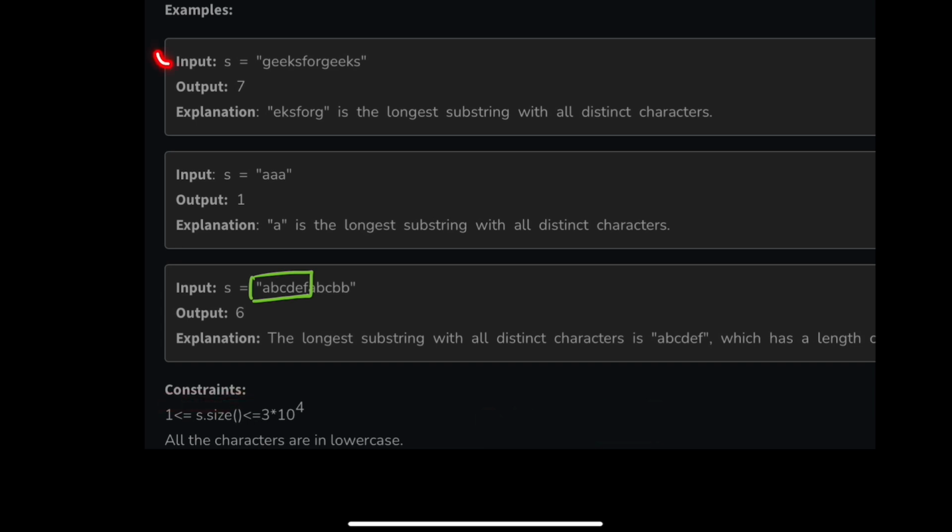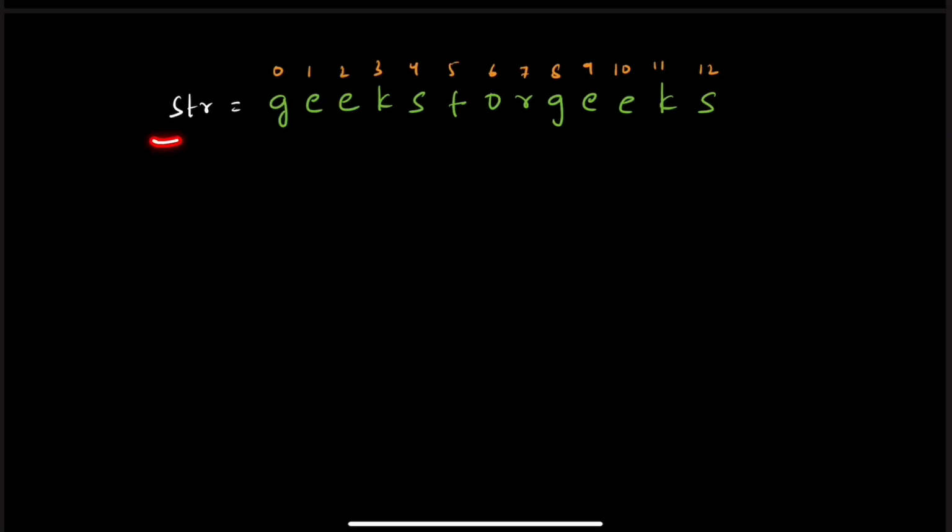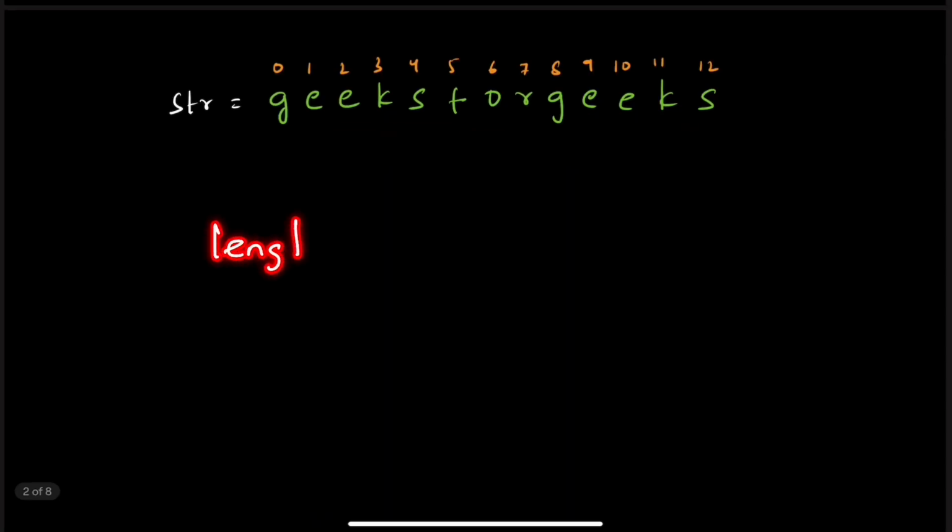Now let's take example 1 as reference and we'll try to find a few observations from it. Now here the string given is this. What we need to find is the length of longest substring with unique characters. So how can we solve it? Now what is the brute force approach to solve this problem? Let's suppose we start from index 5. So we are starting from index 5 and it is a single character, so it will be unique.